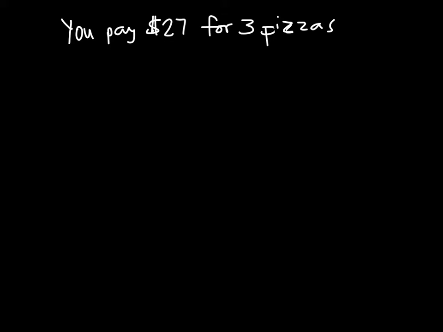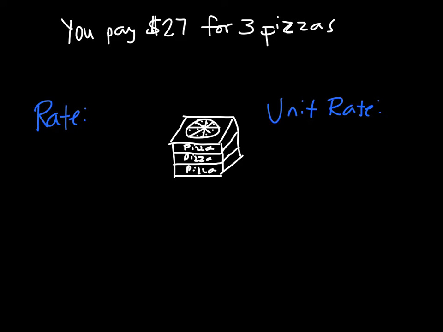So you pay $27 for 3 pizzas. We're going to figure out what our rate would be, and what our unit rate would be. Let's start with our rate. Our rate would look like this. And remember, a rate is a ratio of two quantities using different units. So we have $27 for our pizzas to 3 pizzas. And that would be what this is right here. It's $27 to 3 pizzas.